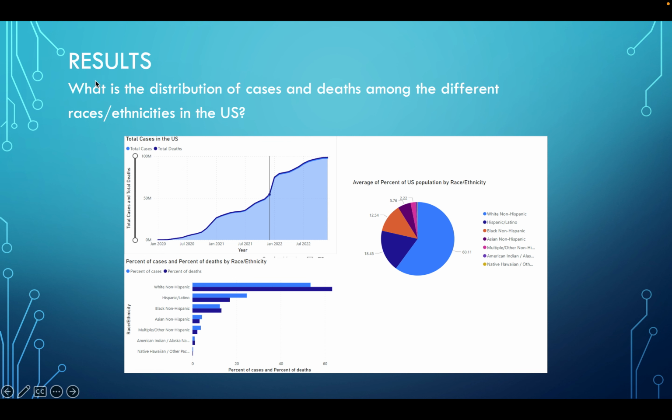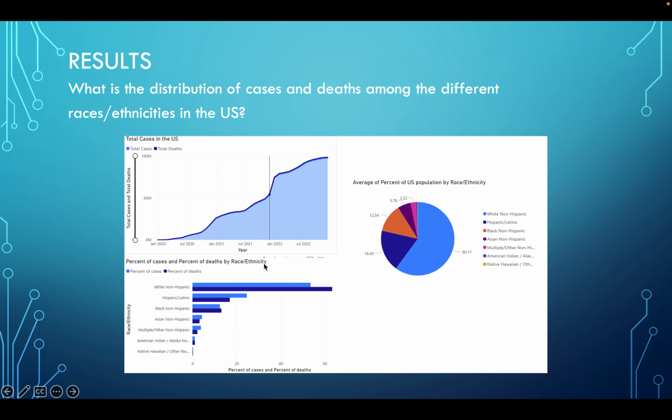And so the next question is, what is the distribution of cases and deaths among different races and ethnicities in the U.S.? So this is to analyze how different minorities or underrepresented groups might have been affected. So you can see that the number of deaths in the U.S. due to COVID comprises a relatively smaller proportion in comparison to the number of cases.